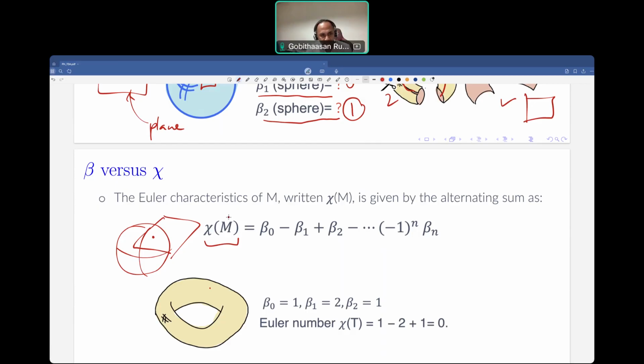So for a given manifold, the Euler characteristic can be computed as the alternating sum of the Betti numbers. I should write it here. So they are actually connected. The Euler number is just one number in the overall setting, whereas for Betti, you calculate the number of connected components, the number of one-dimensional holes, two-dimensional holes, and so on. Then you put them together. The alternating sum would be the Euler characteristic.